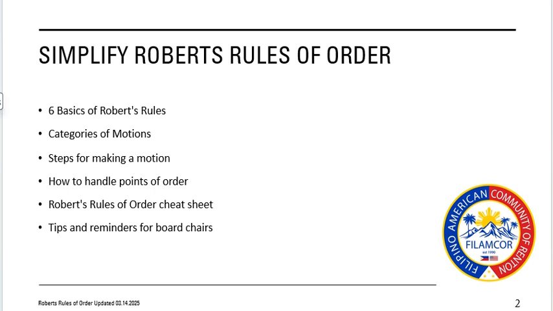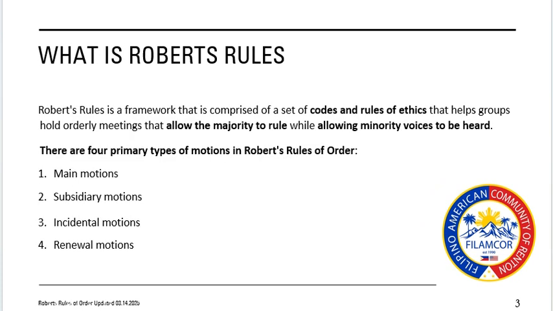What is Robert's Rules? Robert's Rules is a framework comprised of a set of codes and rules of ethics that helps groups hold orderly meetings that allow the majority to rule while allowing minority voices to be heard. There are four primary types of motions in Robert's Rules of Order: main motions, subsidiary motions, incidental motions, and renewal motions.